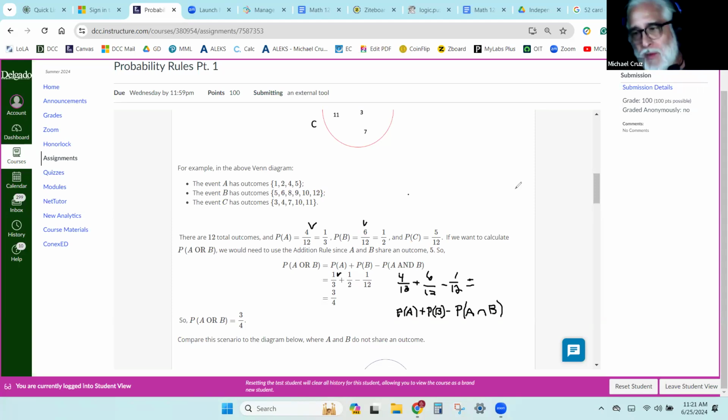So now it ends up being 10 minus 1 is 9 over 12. And then you simplify. Both 9 and 12 are divisible by 3. So 3 goes into 9 3 times and into 12 4 times. So there we go. That's how we use that rule. And we don't necessarily have to have a Venn diagram. We could have these things here. The Venn diagram just makes it easier to see.